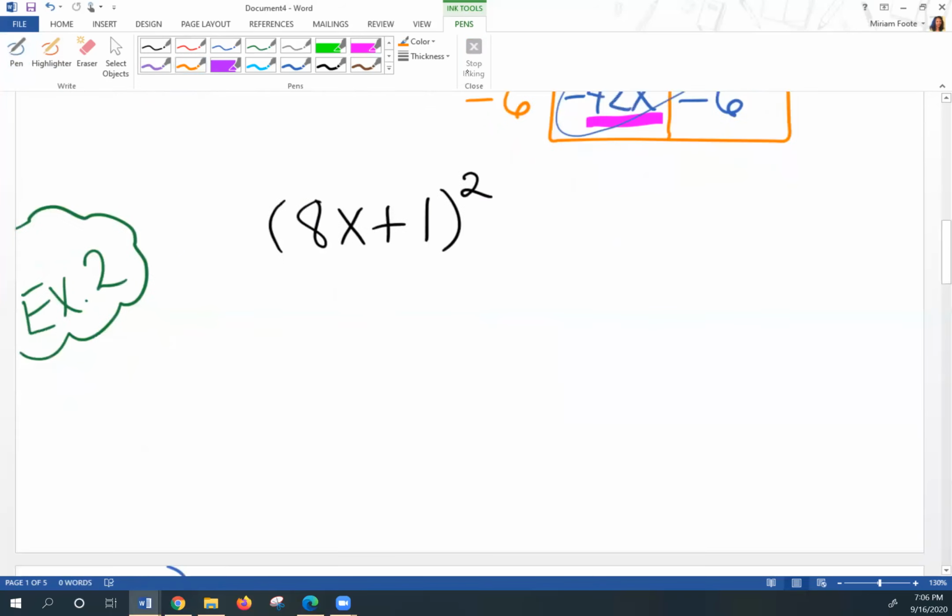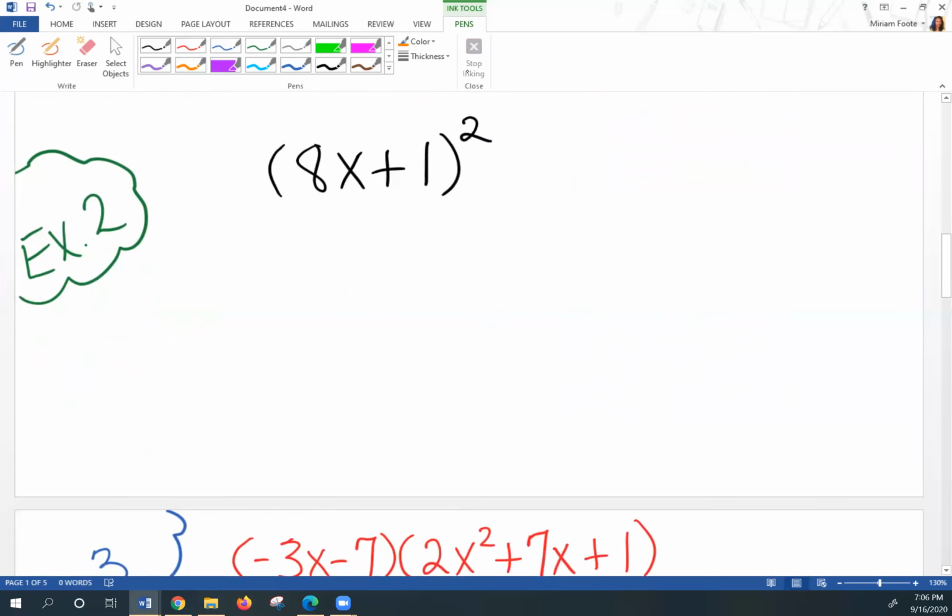Now, what if you see something that looks like this? Well, you have to understand when you have a binomial that's squared, it is simply asking you to take that binomial and multiply it times itself.